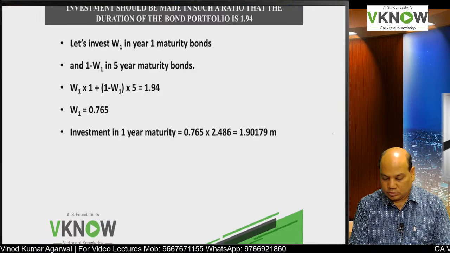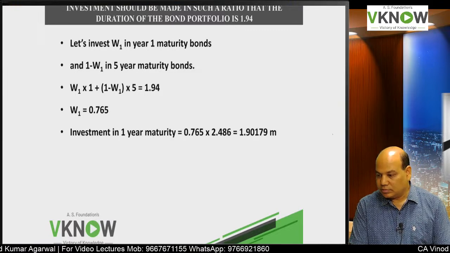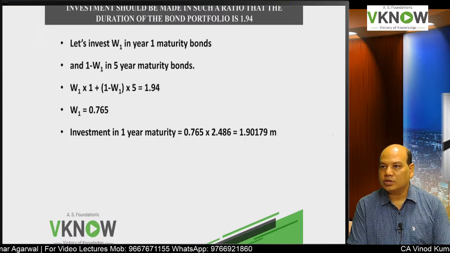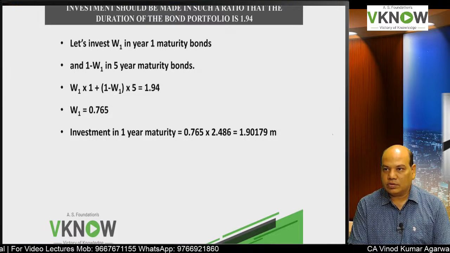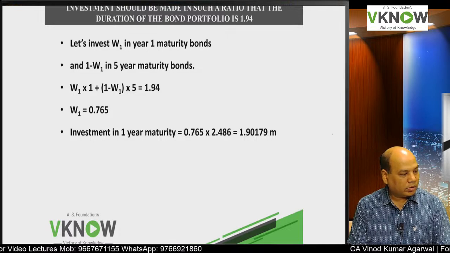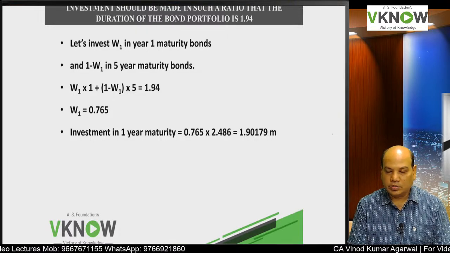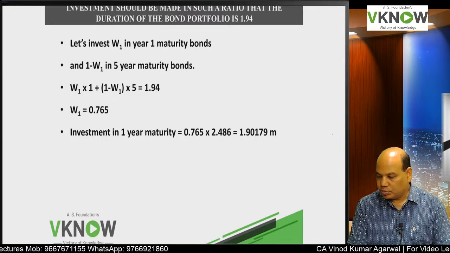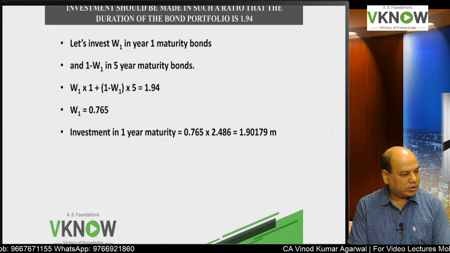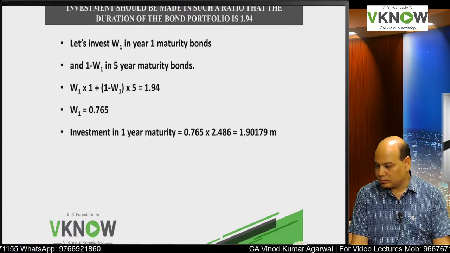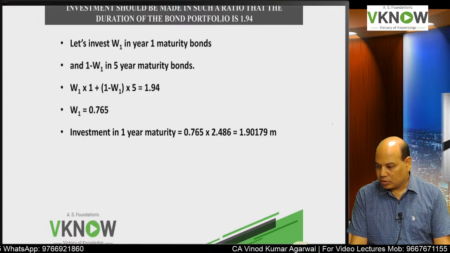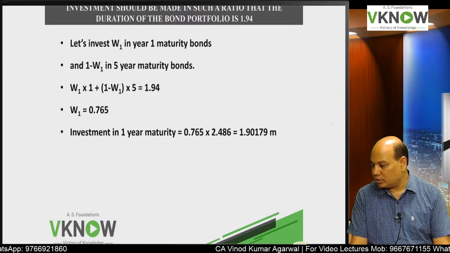And the amount to be invested in 1 year maturity is 0.765 into 2.486, which is 1.90179 million.